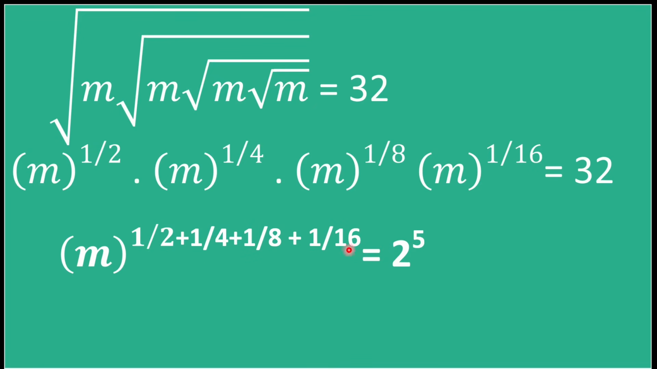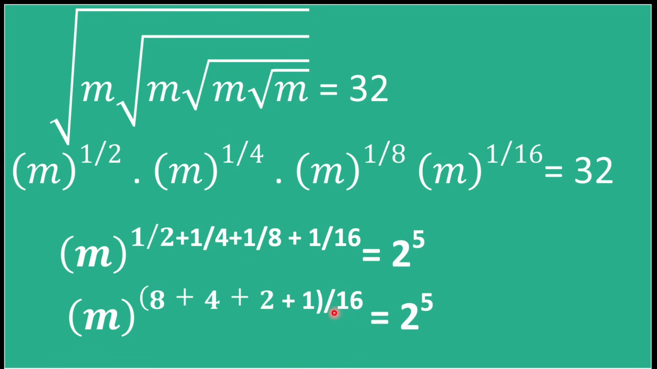Now we can take the LCM of all these values, and 16 is the LCM. So after taking 16 as the LCM over here, 16 divided by 2 is equal to 8, and 8 will multiply with this one, so it will become 8. Here this will become 4, because 16 divided by 4 is equal to 4, and 4 will multiply with this one, so it will become 4. And similarly 16 divided by 8 equal to 2, and 2 will multiply with this one, which is equal to 2, and 16 divided by 16, so here we will have 1. So now if we add 8 plus 4 plus 2 plus 1, this is equal to 15.